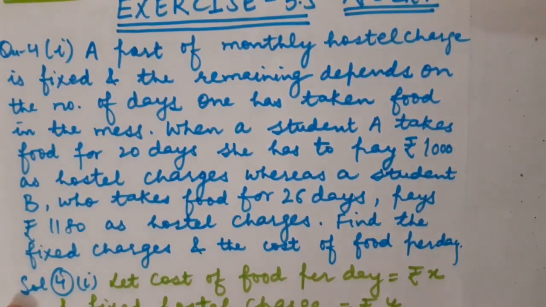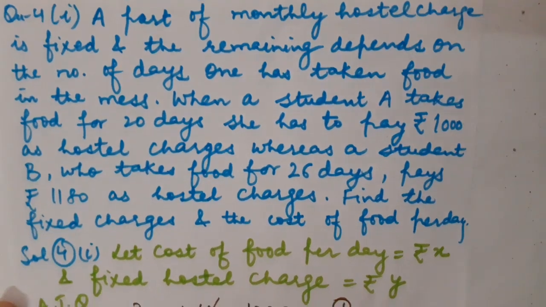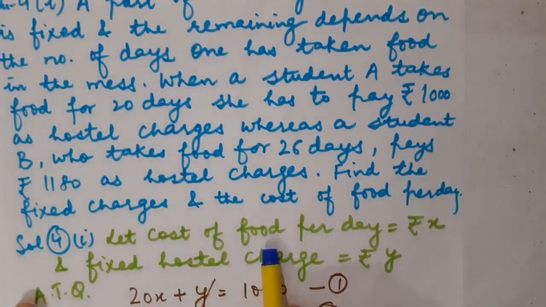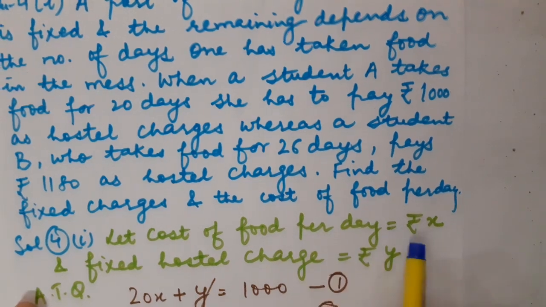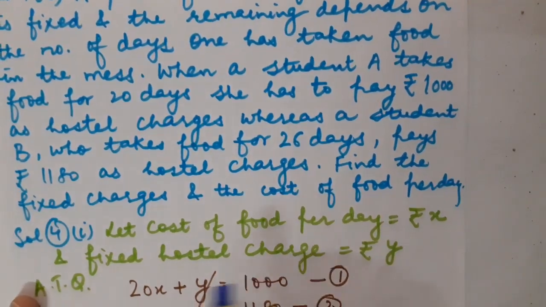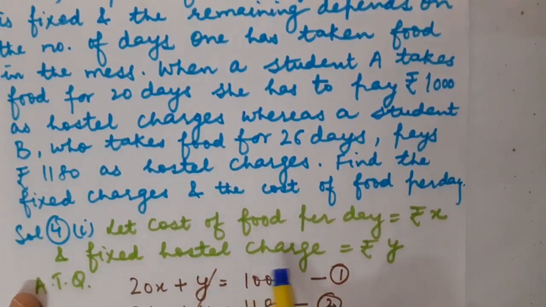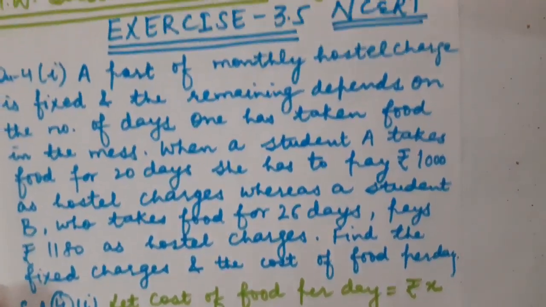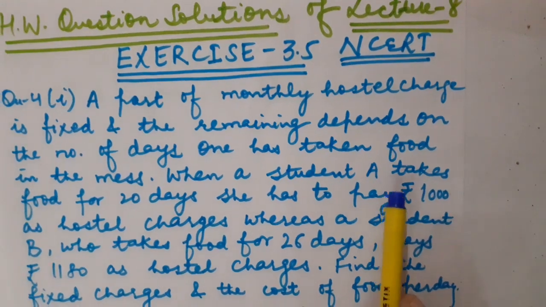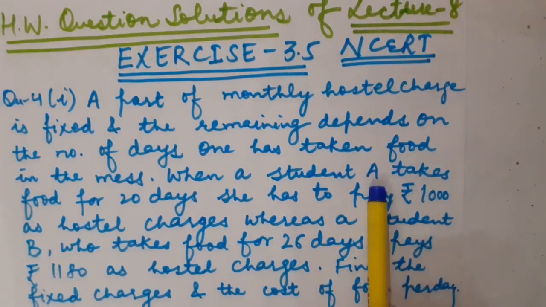So we have done the same kind of question. So what is to be done, children? Let the cost of the food per day be rupees X. This I have assumed for rupees per day. Now fixed hostel charge I am going to assume as rupees Y. Let us switch to the question once again. I am going to read the question once again from here.